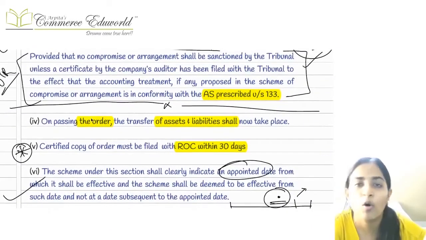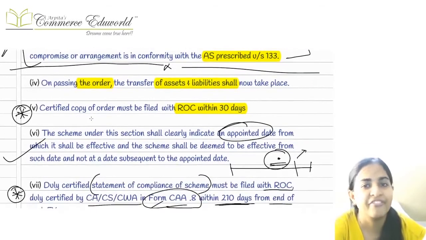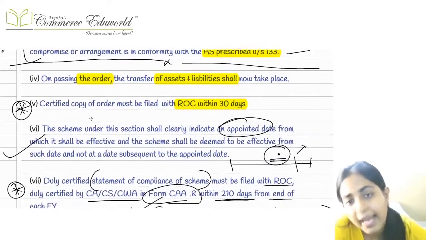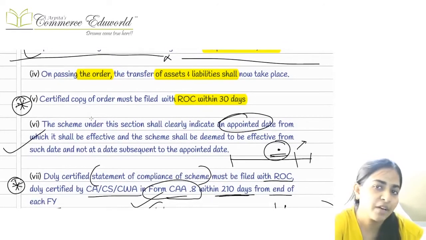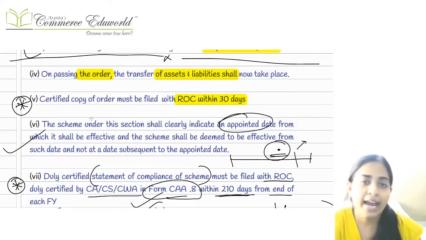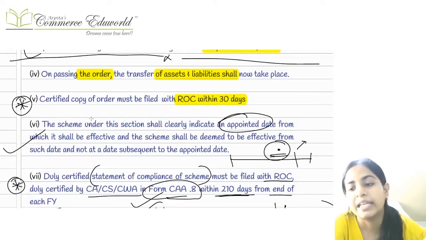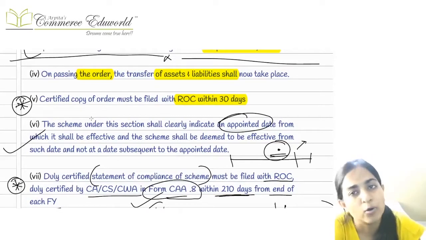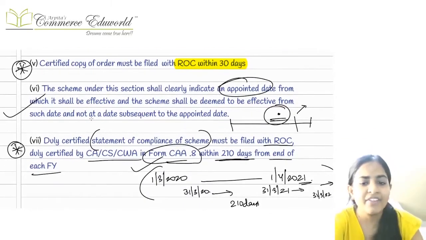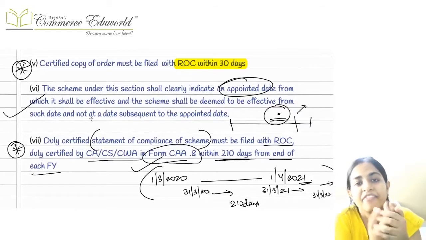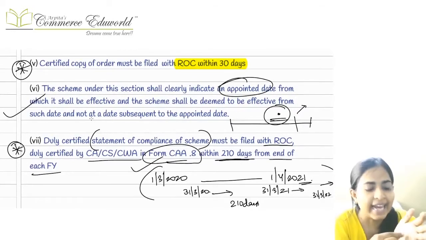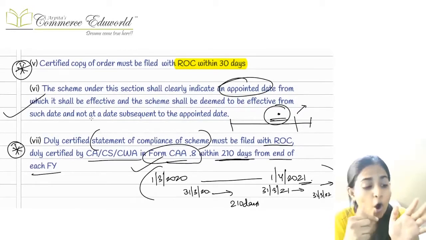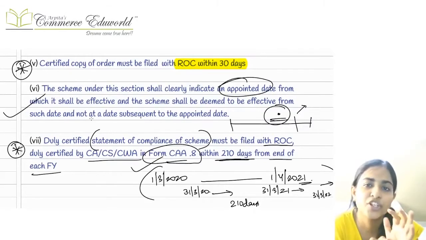And here also the auditor will have to certify that all the effect of the accounting standards, the relevant Ind AS, whatever is applicable, has been given as per section number 133. And again, just like section number 230, here also once the tribunal passes the final order, we are going to submit it to the ROC within a period of 30 days, and we are going to fix a particular date. And that date will be dated as if on this date the amalgamation and merger was done.